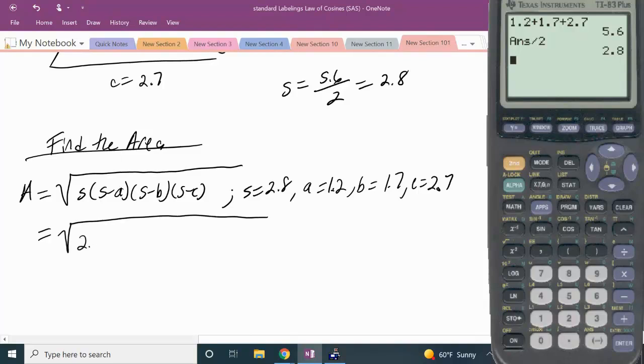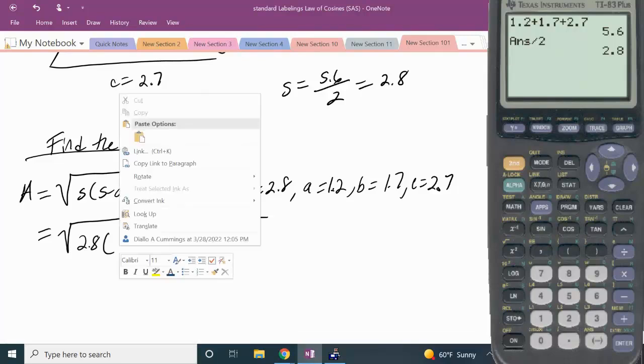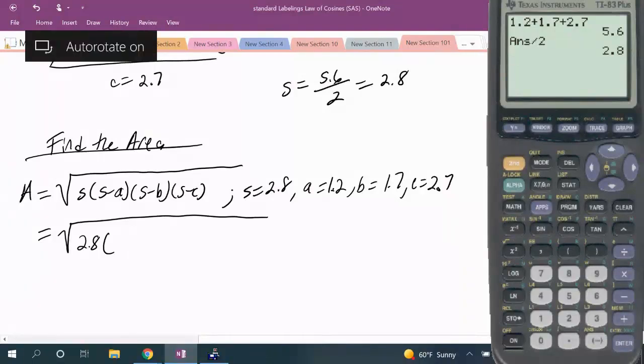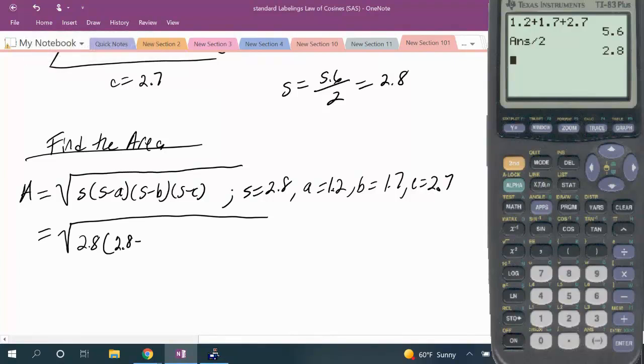All right, so that's 2.8 times, and I have to flip this around. So that's S times S minus A. So S is 2.8. A is side length A, which is 1.2, times 2.8 minus 1.7 times 2.8 minus 2.7.